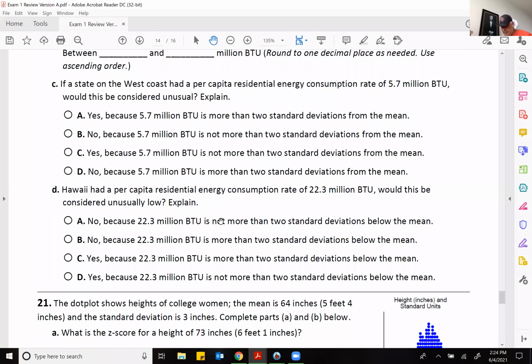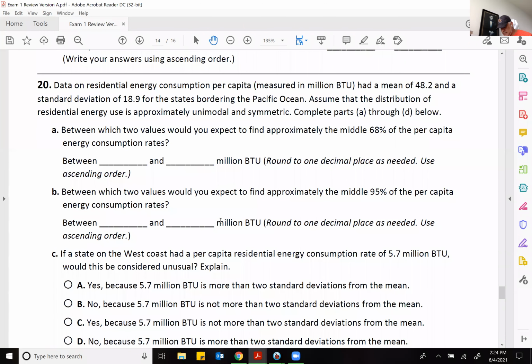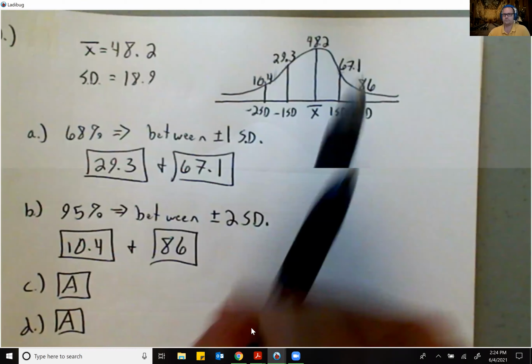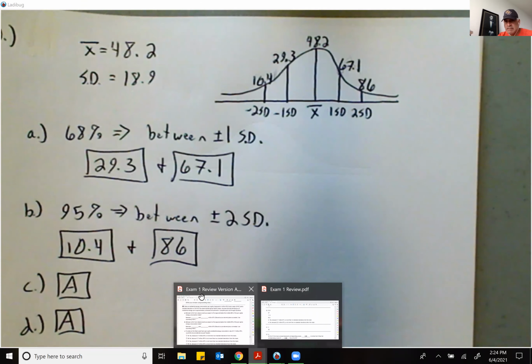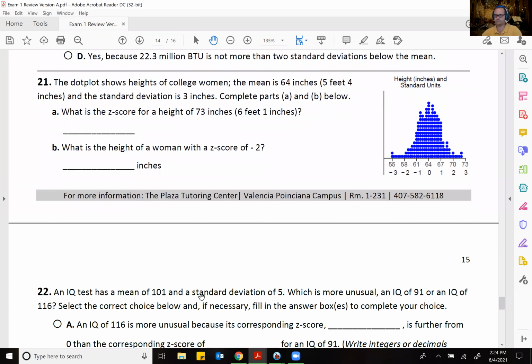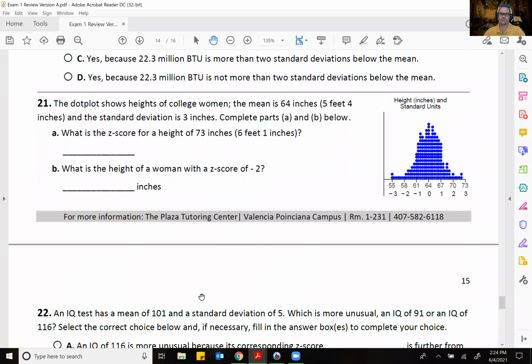Any questions on number 20? Can't stress enough, having a little diagram to help you out helps a lot. All right, number 21. So the dot plot shows the heights of college women. Again, the mean is 64 inches or 5'4". The standard deviation is 3 inches. Complete parts A and B.